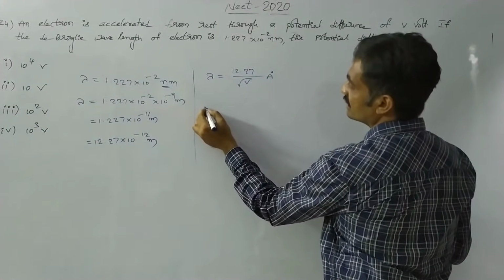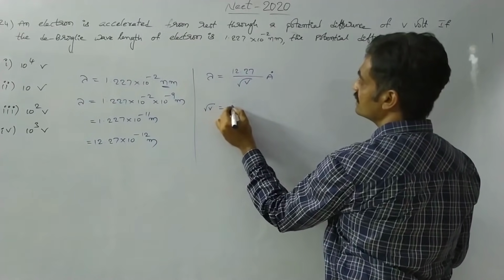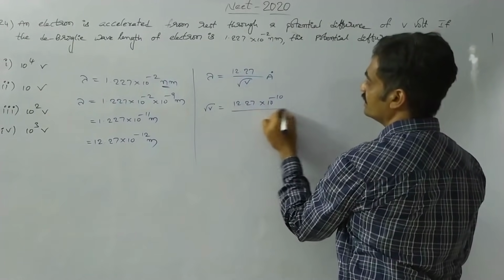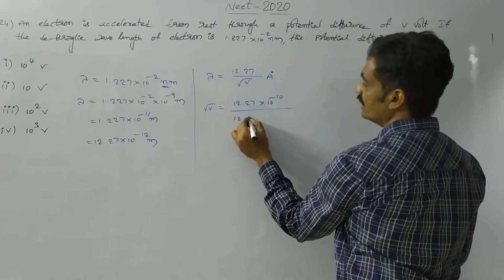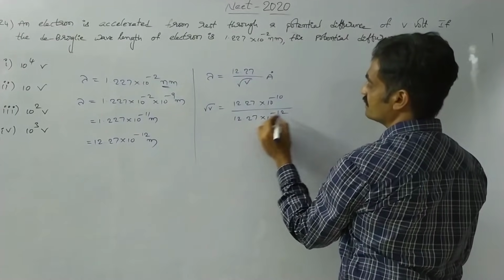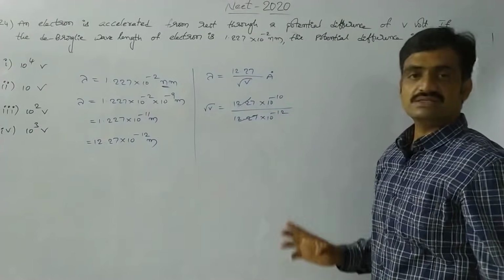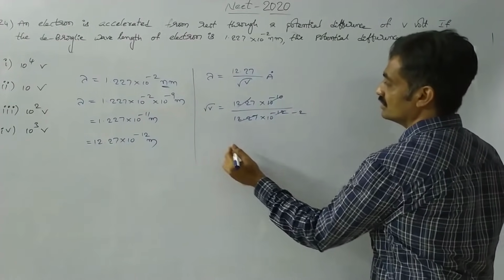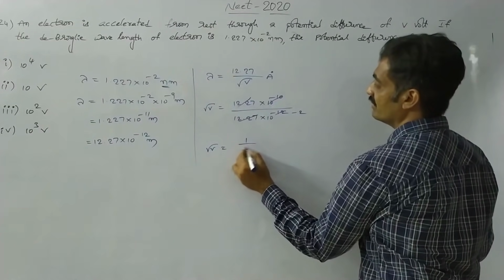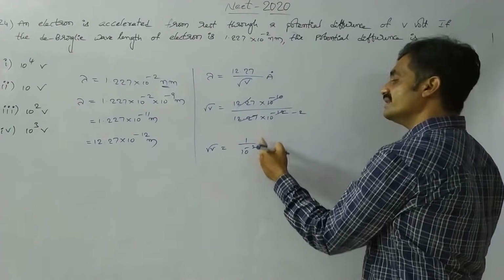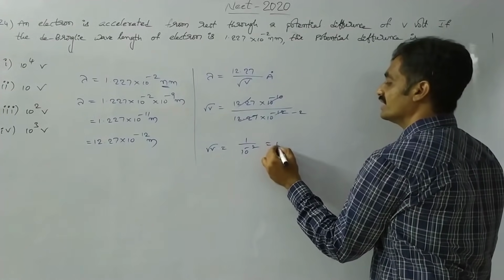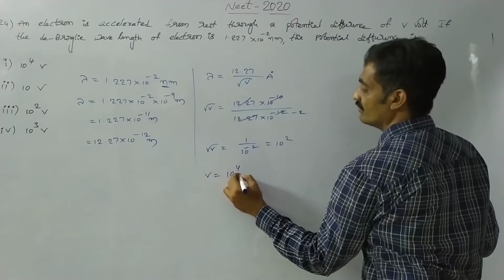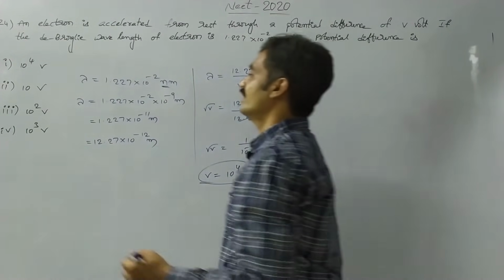Based on this, we can write root of V equals 12.27 × 1 angstrom, which is 10^-10 meters, divided by 12.27 × 10^-12. The 12.27 gets cancelled, and the 10^-10 gets cancelled. Still we have minus 2. So root of V equals 1 by 10^-2. Bringing the 10^-2 into the numerator, we get 10^2. Squaring both sides, V equals 10^4 volt. So the option will be 1.